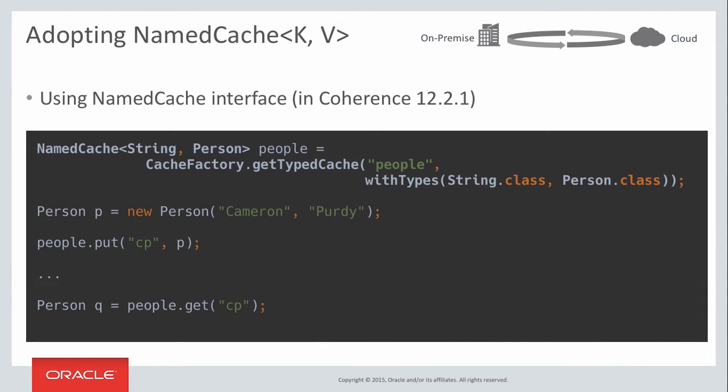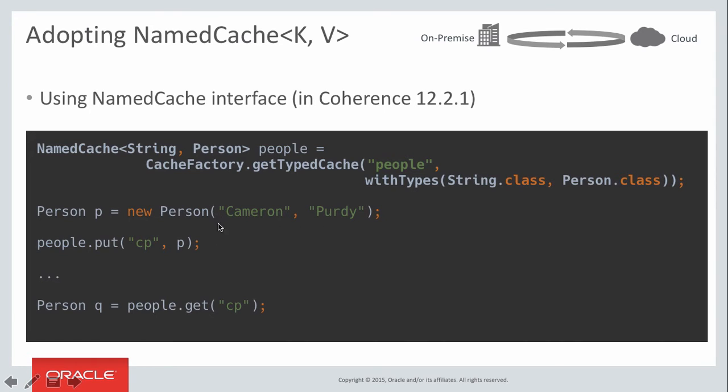With Coherence 12.2.1, we can now use parameterized types with NamedCaches, i.e. we can use generics, which technically makes them simpler and potentially safer to use. We'll talk about the safety bit shortly. So now we can actually declare a NamedCache with the desired types in Coherence 12.2.1. Nothing really radical about this, and we can also request a typed cache with the desired types that we want, and the example now is pretty much as before.